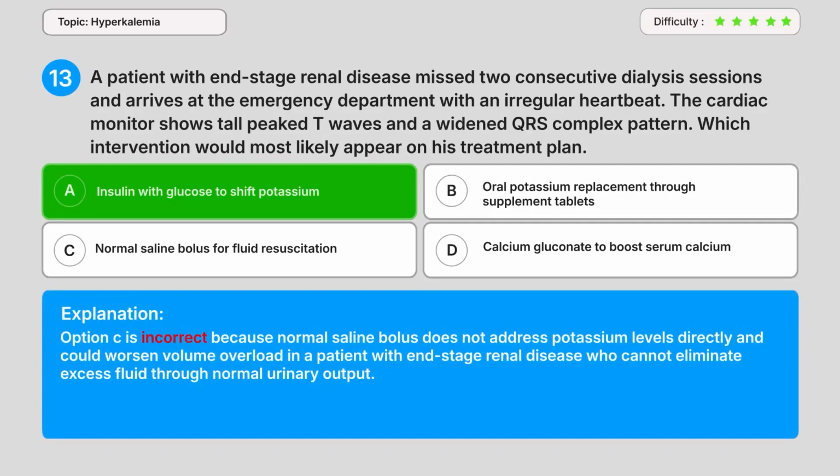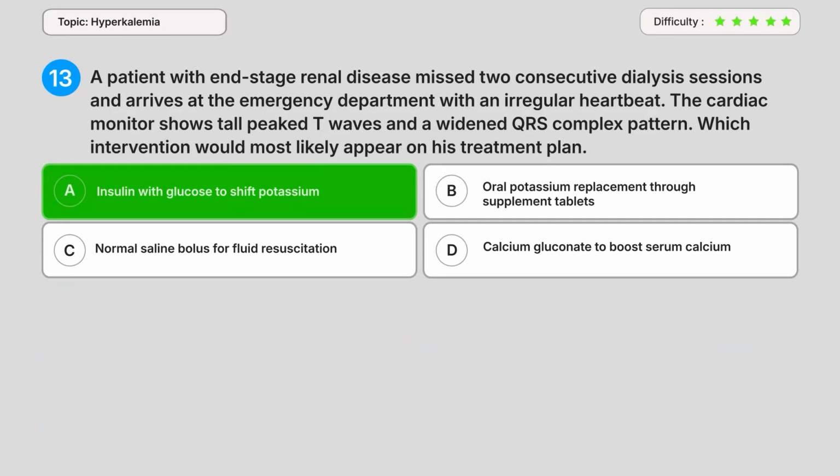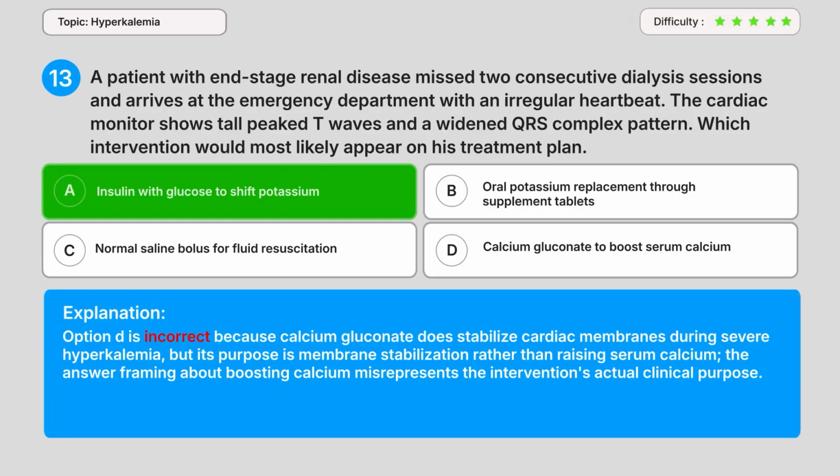Option C is incorrect because normal saline bolus does not address potassium levels directly and could worsen volume overload in a patient with end-stage renal disease who cannot eliminate excess fluid through normal urinary output. Option D is incorrect because calcium gluconate does stabilize cardiac membranes during severe hyperkalemia, but its purpose is membrane stabilization rather than raising serum calcium.